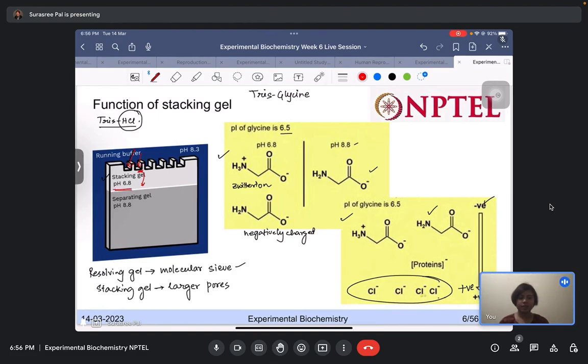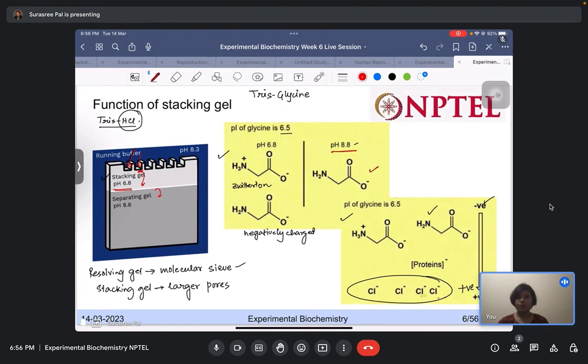So we cannot achieve precise resolution, which is why we use this stacking gel, where there is this pH 6.8, and this 6.8 is maintained so that glycine is slightly negatively charged in this pH, and glycine forms this sandwich. Glycine and the chloride ions form this sandwich in between which the protein samples are stacked. And now when these glycine molecules enter the separating gel or the resolving gel at pH 8.8, the glycine is totally negatively charged.